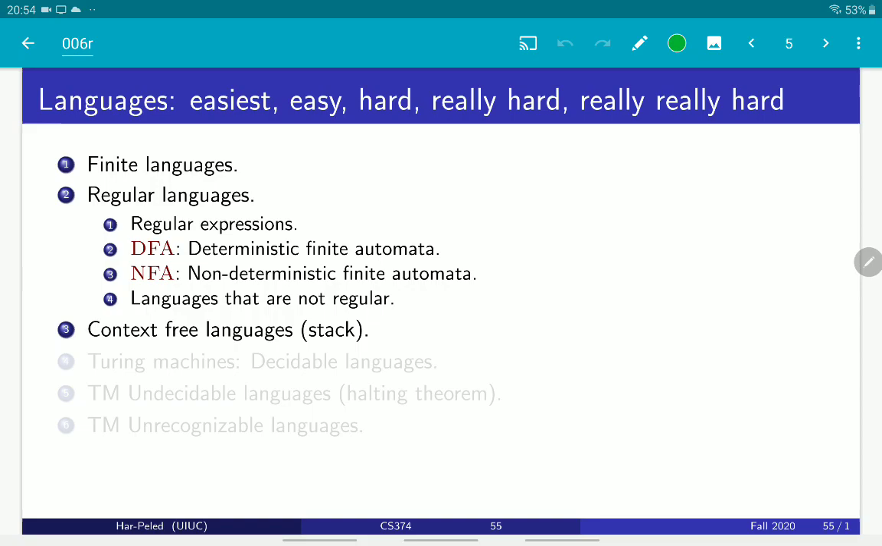Then we will climb up, right? Then we will ask, what happens if I allow you a stack, right? So you still have finite memory, but you can push things onto and pop things from the stack. And then you get the so-called context-free languages or context-free grammars, which are already quite powerful and used quite widely, by the way, both in natural language processing and in compilers and a lot of other places, because they enable us to describe hierarchical structure in a language, which is really important.